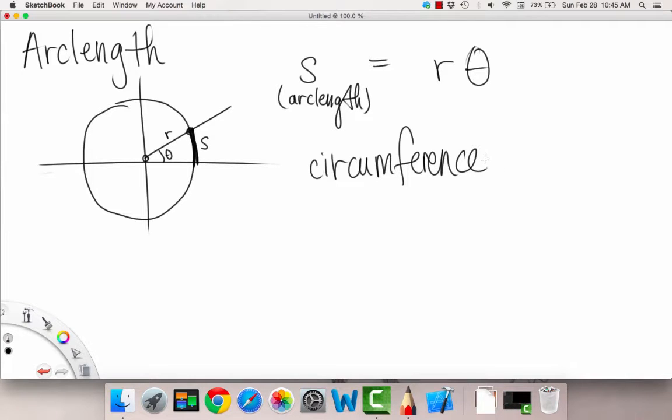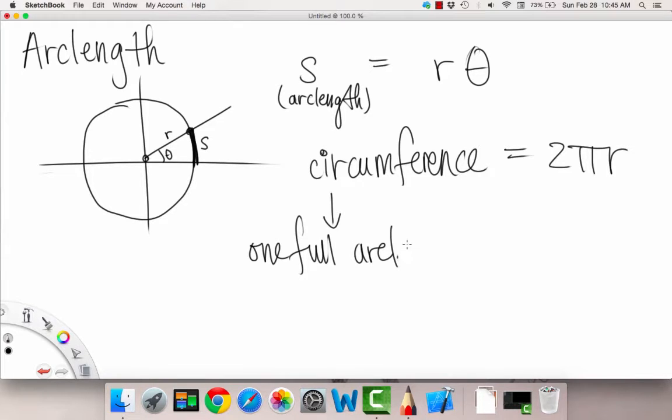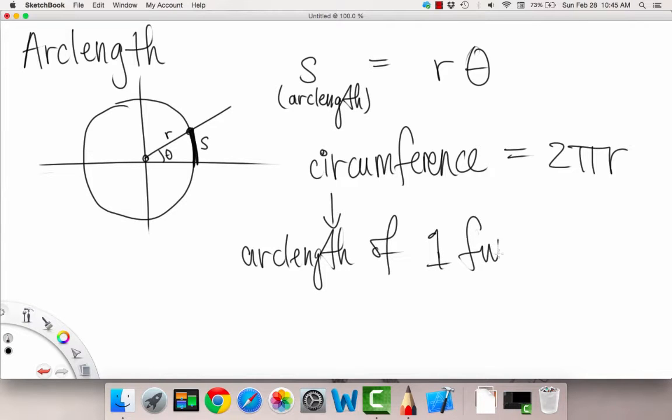Something to keep in mind is our circumference, if we remember learning that formula way back. Circumference is equal to 2 pi r. What is circumference? That's the distance that you go around your circle, like the perimeter of your circle, so that's going one full length all the way around. So this is one full arc length, let me rephrase that, the arc length of making one full circle. And that's equal to r times 2 pi.